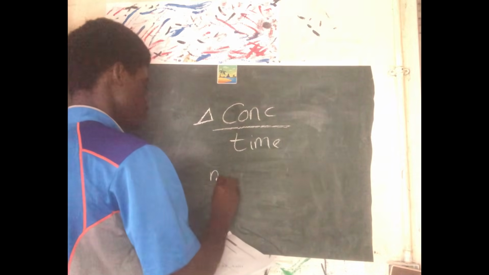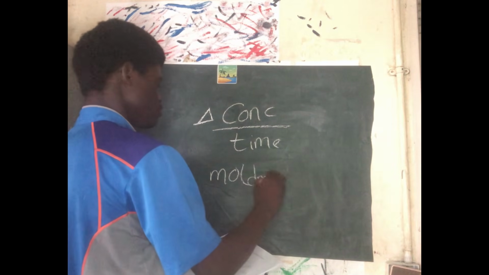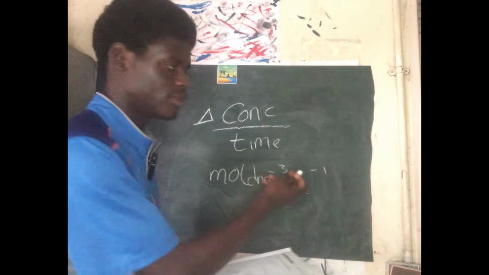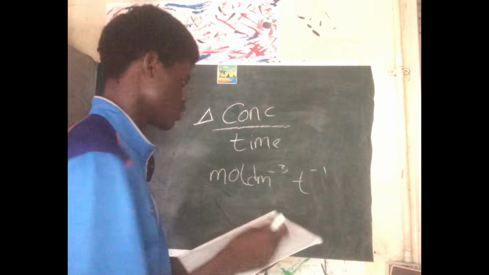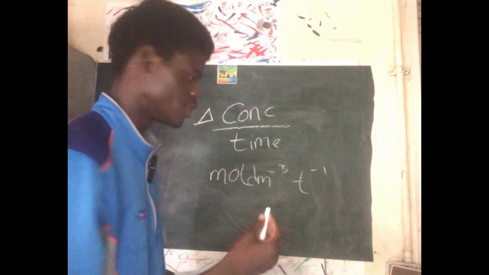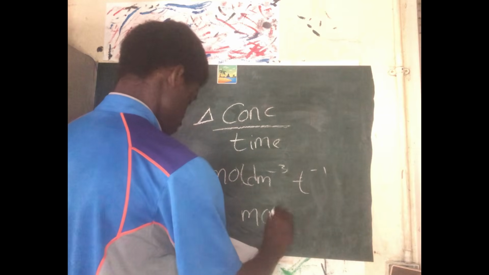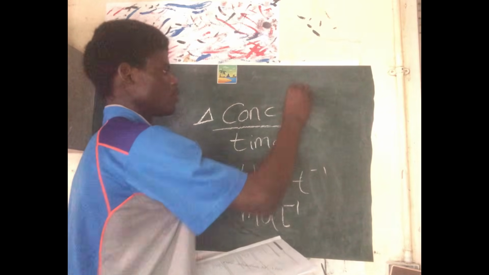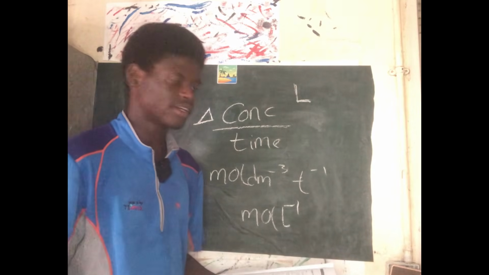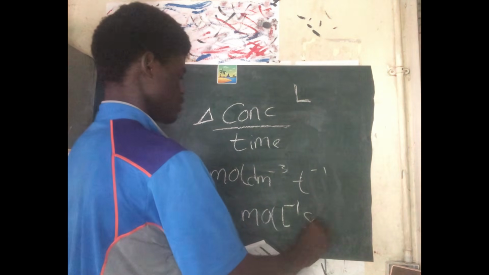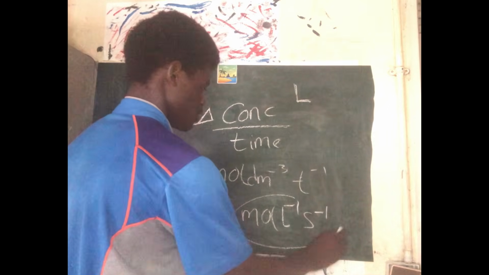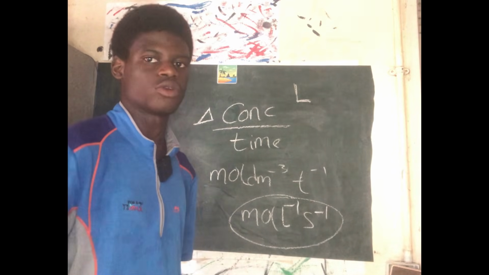So that will be mole per dm cube per time. It can be in seconds, it can be in minutes. So from the options here, we have mole per dm cube per second. That's option E. Dm cube can also be represented with L in liter. So dm cube is still liter. So mole per dm cube per second. This is the unit of rate of reaction, and that was option E for question number one.